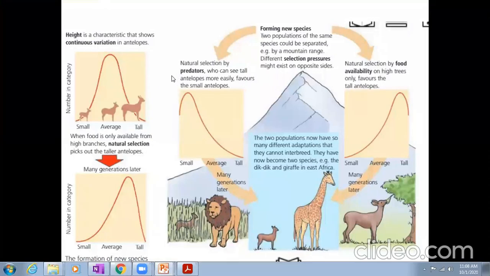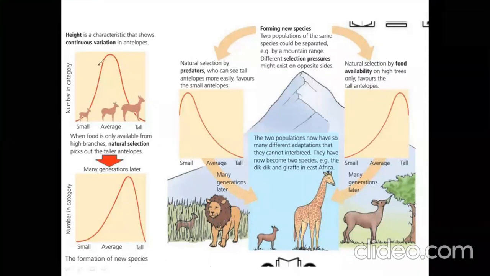Dear students, in the last lecture, we discussed natural selection. So today we are going to discuss that in more detail, what will happen in natural selection and how nature is selecting specific characters on the basis of the fitness of the organism with that environment, right?